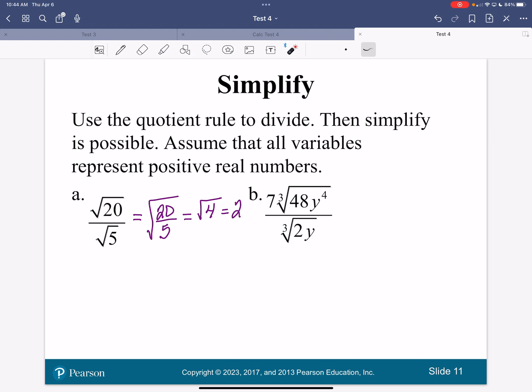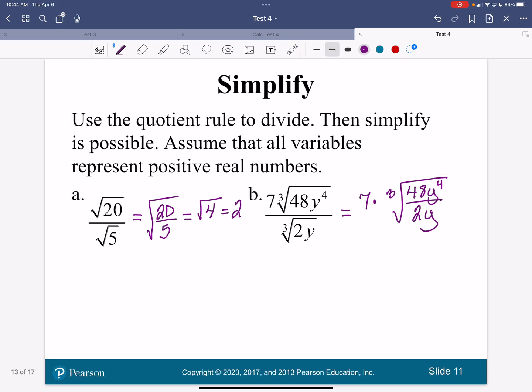2. Okay, so remember, as long as they are both inside the square root, I can do that. Okay, I'm actually going to do the same thing with my next one. So my 7 is on the outside. So I'm going to keep that 7 on the outside. Okay. Then I've got the cubed root of 48y to the 4th over 2y. So all I did was I kept the 7 on the outside, and then instead of having 2 radicals, I rewrote it as 1 radical.